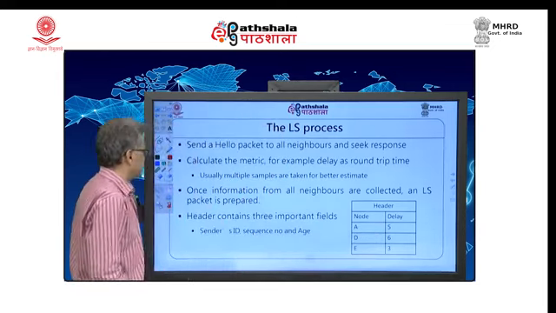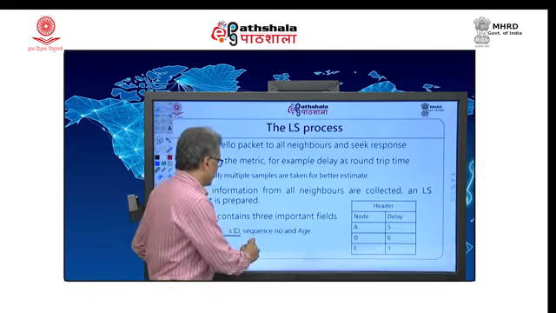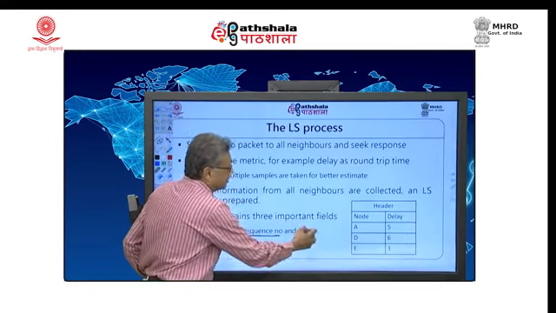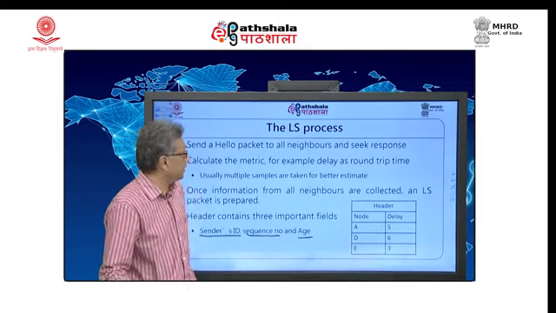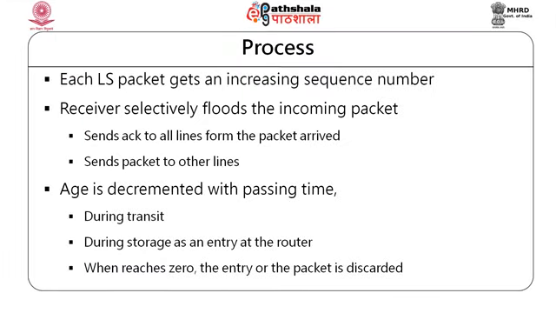The header contains 3 important fields. First is the sender's ID. Why the sender's ID? Because the receiver will be able to understand whom this has come from. Sequence number, I have already told you. Age is also important. We will wait a while to understand why age is needed. Every link state packet gets an increasing sequence number. Obviously, the first one is 1, second is 2 and so on, so that anybody receiving it can understand which one is the latest.